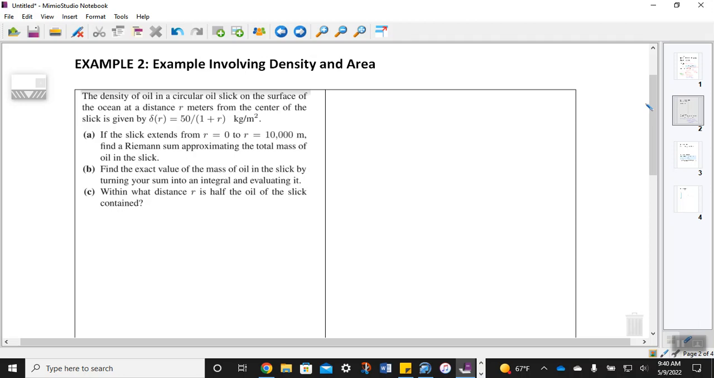It says the density of oil in a circular oil slick on the surface of the ocean at a distance... somebody had an oil spill.